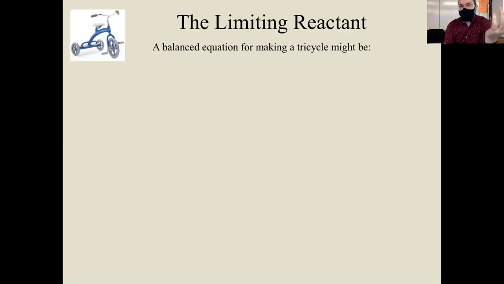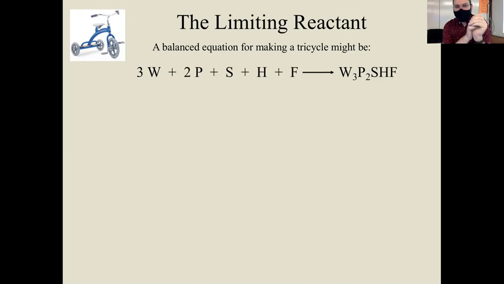So here's another example. We're going to try to make a tricycle. Tricycles have components. What do you think? Oh, I just said it. W's for wheel. What about 2P, 2 what? Pedals. S.